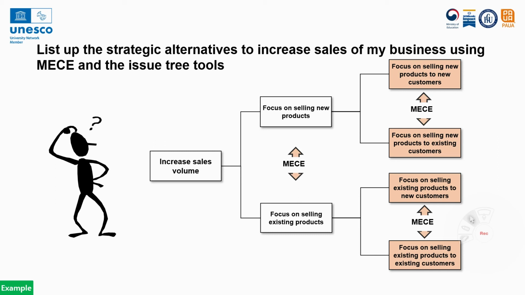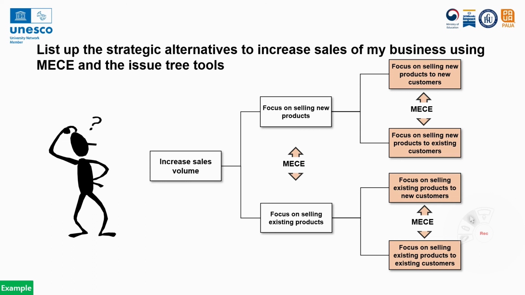After presenting strategic alternatives, if we analyze each one of the 4 different strategic options, it's easier for us to analyze than analyzing the very complicated and sophisticated problem of increasing sales volumes as a whole. So that's the beauty of using issue tree in the MECE way. Okay?